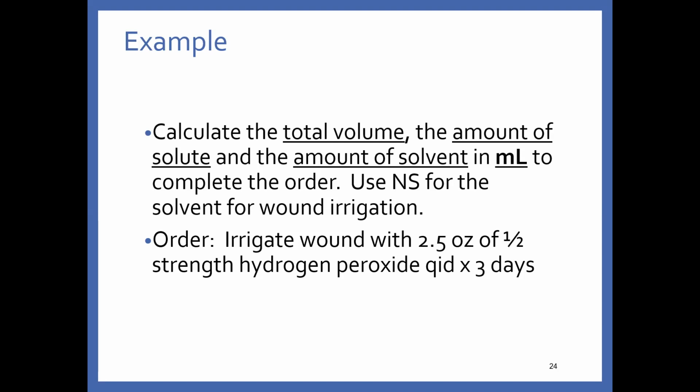So, picking apart our order. The order is in ounces, but we were asked to answer all of the questions in milliliters. I will start by taking the 2.5 ounces times 30 milliliters to an ounce to get the number of milliliters. So 2.5 times 30 gives me 75 milliliters.